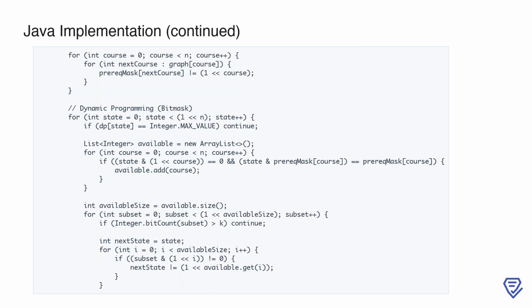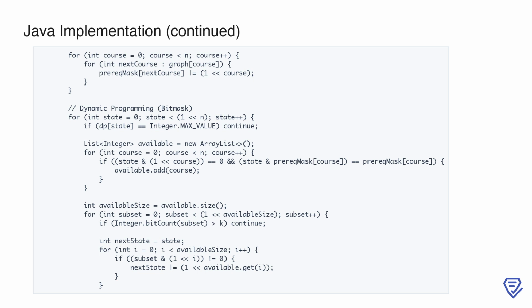Now, we calculate the prereqMask for each course by iterating through the graph. For every course and its next courses, we update the bitmask of prerequisites using bitwise OR operations. This ensures that each course's mask reflects all the courses that must be completed before it. With this setup complete, we move into the dynamic programming phase using a bitmask approach.